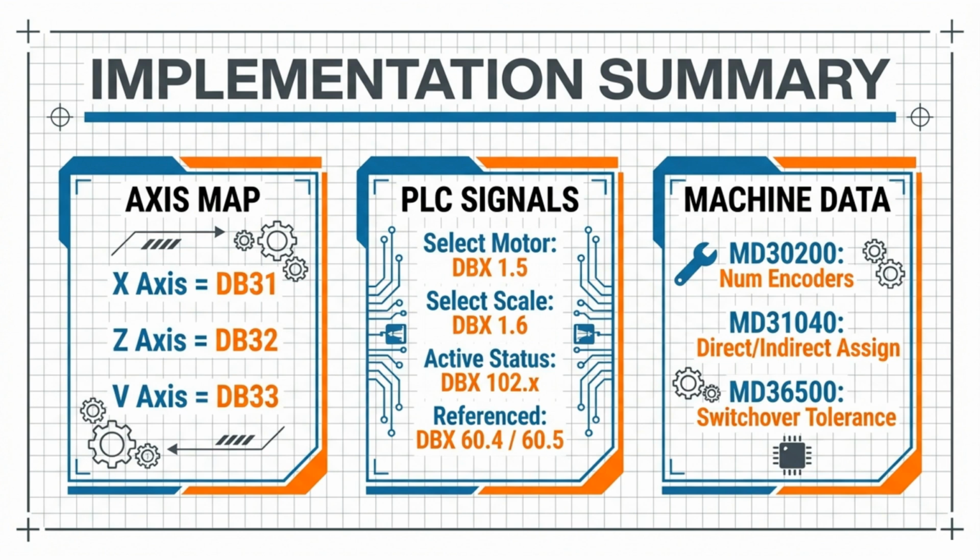In summary, the implementation involves mapping axes to data blocks, controlling PLC signals for selection and status, and setting crucial machine data like the switchover tolerance.